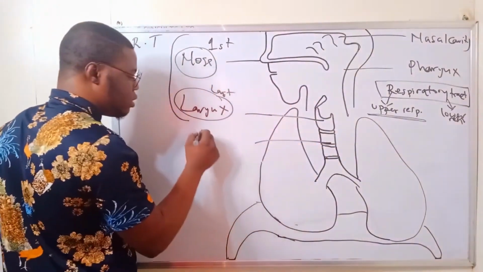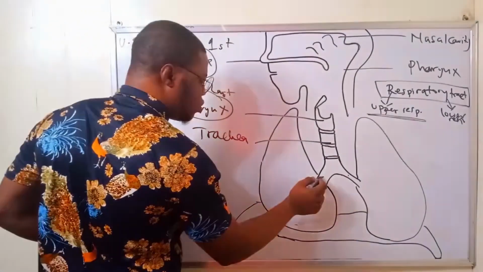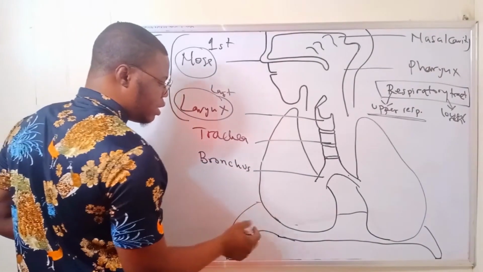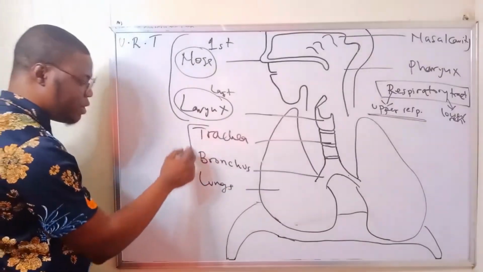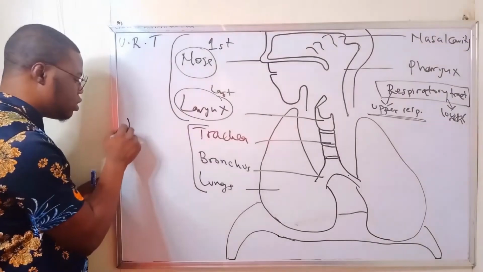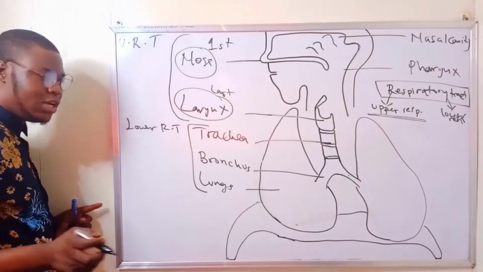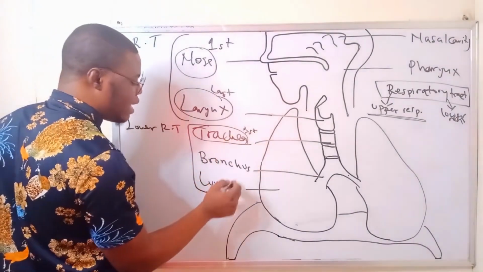The trachea. And from the trachea into this structure called the bronchi. Bronchus for singular. And then into the lungs. Now, this last part from ear to ear is the lower respiratory tract. As simple as that. So the lower respiratory tract starts with the trachea and then it ends with the lungs.